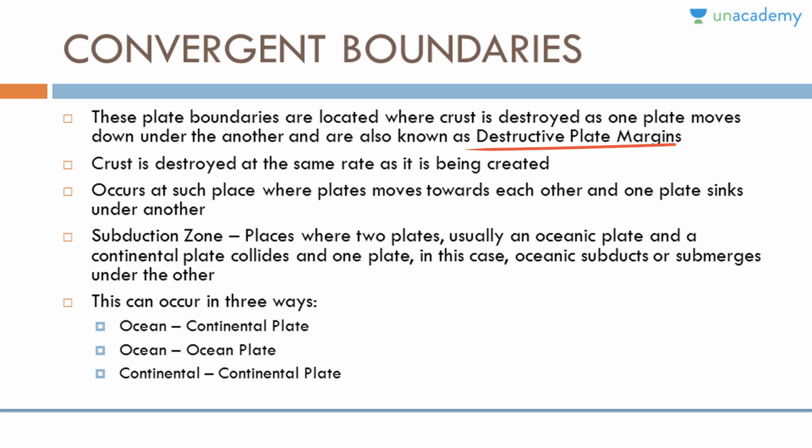This type of boundary occurs at such place where plates move towards each other and one plate sinks under the another. Subduction zone is the place where two plates, usually an oceanic plate and a continental plate, collide, and one plate, which is in this case oceanic plate, subducts or submerges under the continental plate. The convergent boundaries may occur in three ways. That is, it may occur when one plate is oceanic plate and another is continental plate, that is ocean continental plate. Then when both the plates are oceanic plates and when both the plates are continental plates.